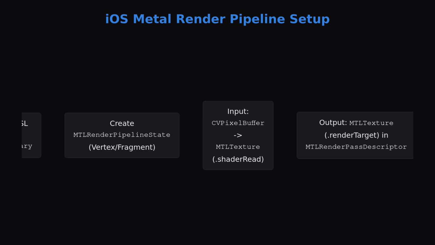Encode all rendering commands into an MTLCommandBuffer. The critical step is configuring the MTLRenderPassDescriptor. Bind the output texture as the render target attachment within this descriptor. Then, encode the draw call, binding the input texture and setting the pipeline state. Finally, execute the command buffer using commandBuffer.commit to initiate the GPU processing.